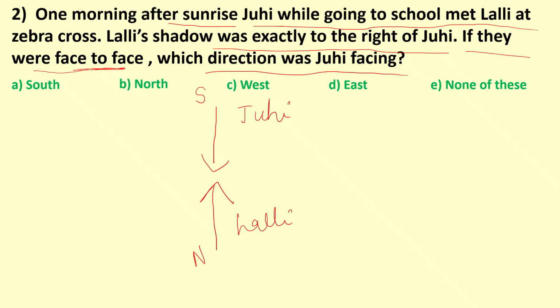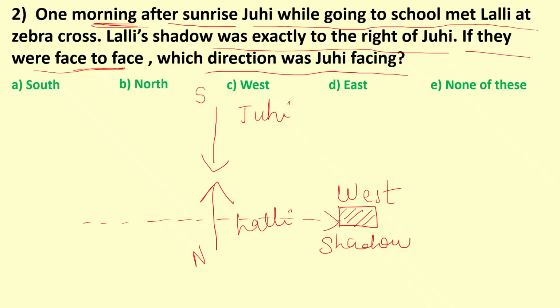Now Lali's shadow was exactly to the right of Joey. So Lali is facing north, and the shadow is on the right side. So right of north is this side, so shadow will fall here. Now what timing have they given? Morning time, and in the morning the shadow falls at west. So this is your west. Then opposite side of that will be east. And right of east will always be south, and opposite of south will be north.